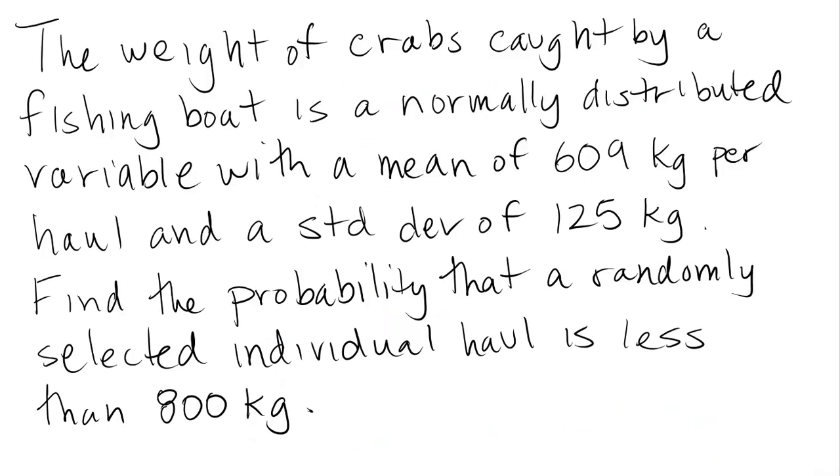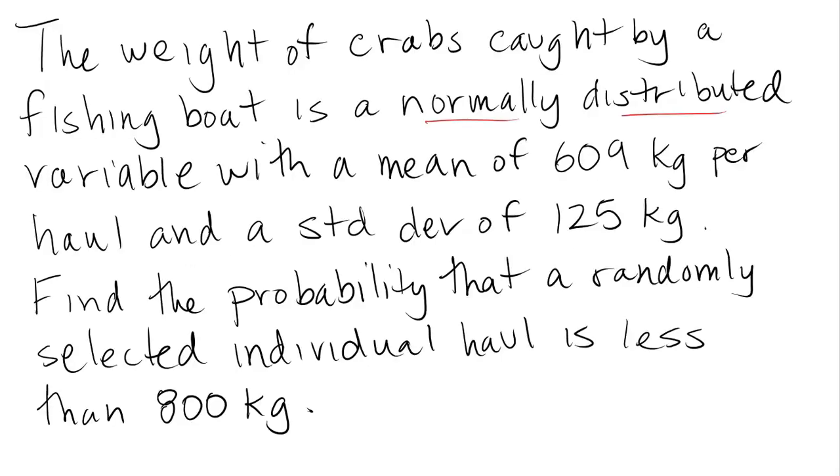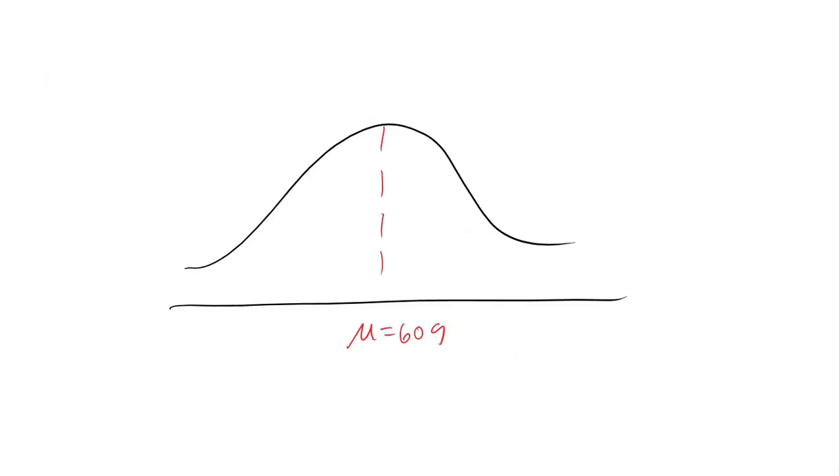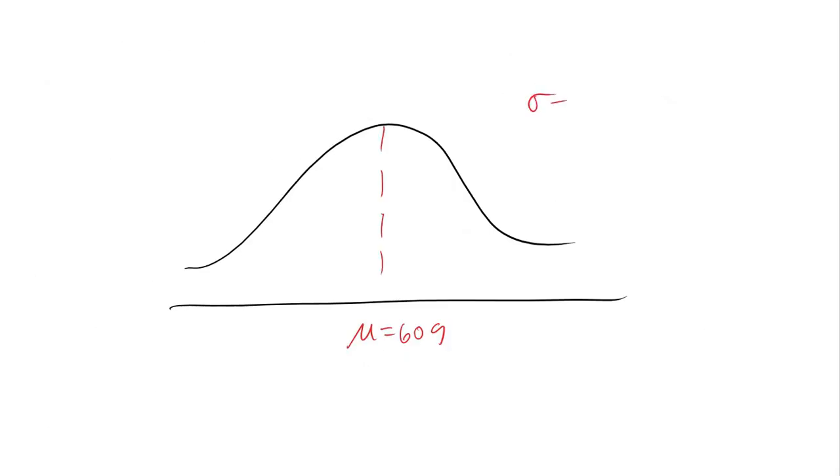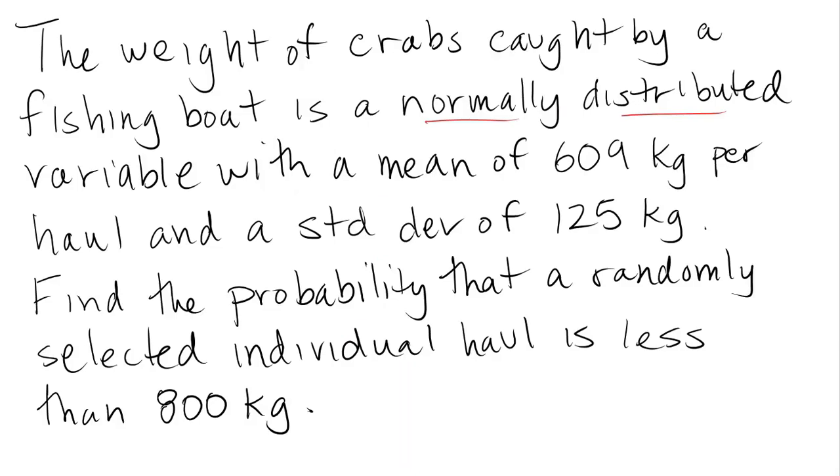The weight of crabs caught by a fishing boat is a normally distributed variable with a mean of 609 kilograms per haul and a standard deviation of 125 kilograms. Find the probability that a randomly selected individual haul is less than 800 kilograms. We're specifically told that the variable is normally distributed, so we know that we can use that bell curve for analysis. The mean is 609 kilograms. That goes in the middle of the distribution. The standard deviation is 125 kilograms. We're just going to note that off to the side. And again, the goal is to find the probability that this variable is less than 800 kilograms.